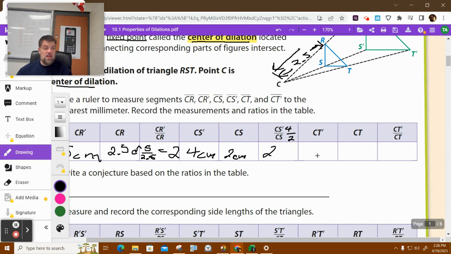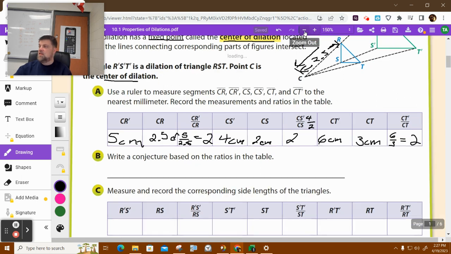Now from C to T, it's actually 6 centimeters if you were to measure that with a ruler. And then CT, take a guess. What do you think this would be? Well, this is 6 centimeters, but this would be 3. Why did you guys say that? Because 6 divided by 3 equals what? 2. So when we compare all the ratios, what did you notice?